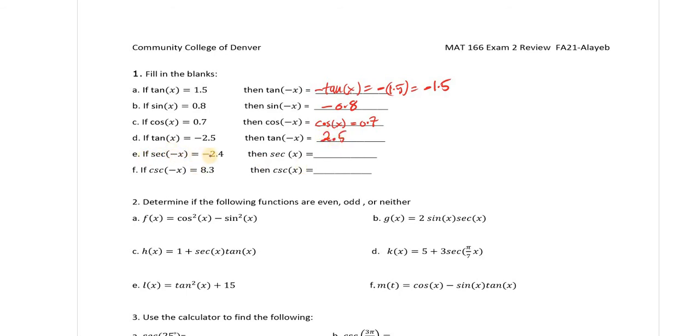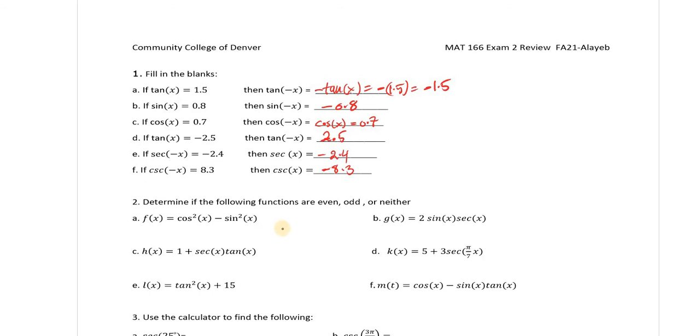If secant negative x is negative 2.4, then secant x is equal to the same number, negative 2.4, because I know that secant negative x is equivalent to secant x. Secant is an even function. Cosecant negative x is equal to 8.3. That means cosecant x is equal to negative cosecant negative x, and that is negative 8.3.